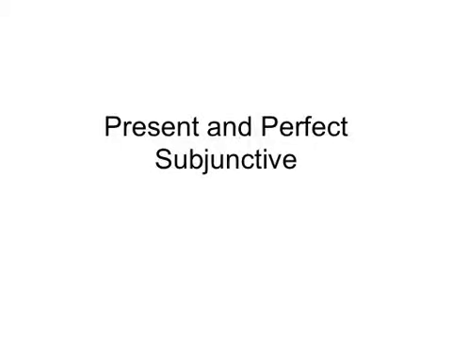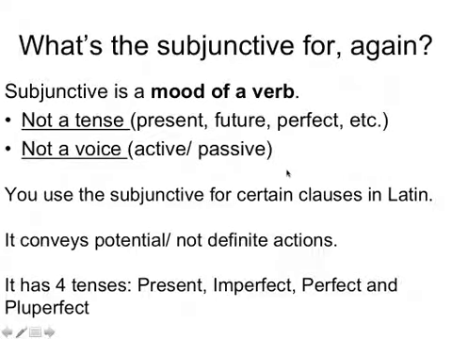Okay, so this video is going to be on the present and perfect subjunctive in Latin. Here's a quick review of what the subjunctive is. First of all, the subjunctive is a mood of a verb. It is not a tense like the present, future, perfect. It is not a voice like the active versus the passive. It's a mood in the sense that an imperative is in the command mood.